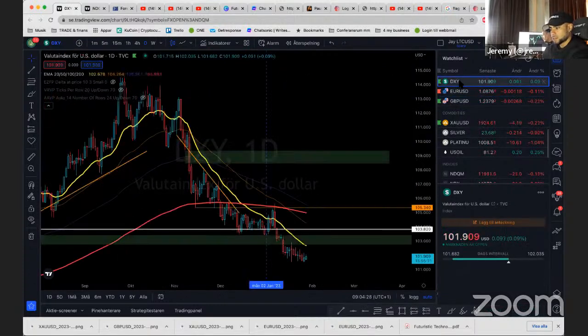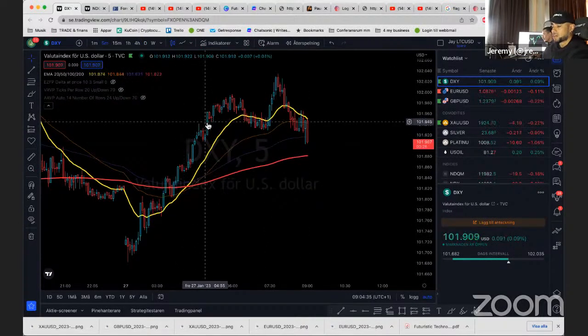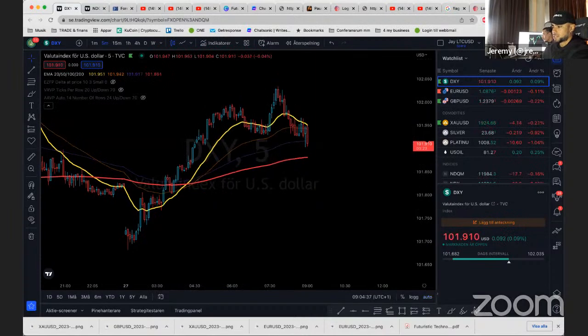What is the Dixie doing? Dixie is the dollar index. The dollar index shows the price of the dollar. It's basically a bunch of different currencies bunched together. So I think it's Japanese yen, Swiss francs, the UK sterling, Swedish krona, and some more.